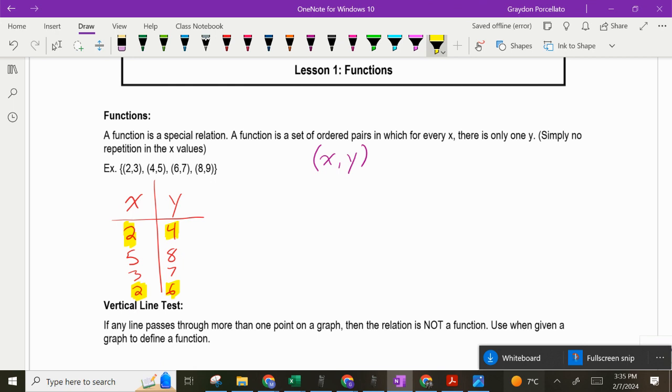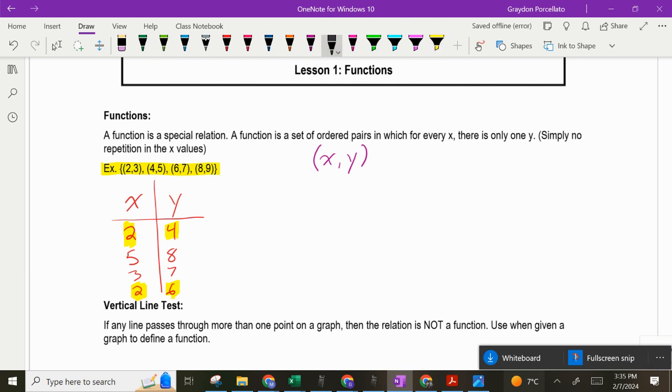That's kind of the idea. A function can only have one y value for each x value. Okay, you have another example here. This one is an example of a function. 2, 3, 4, 5, 6, 7, 8, 9. The x values only appear one time each.